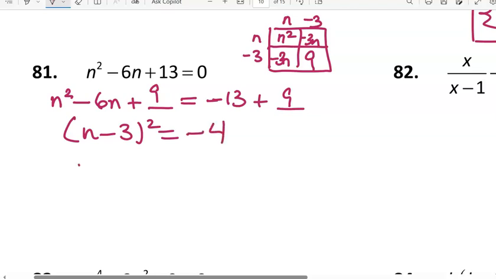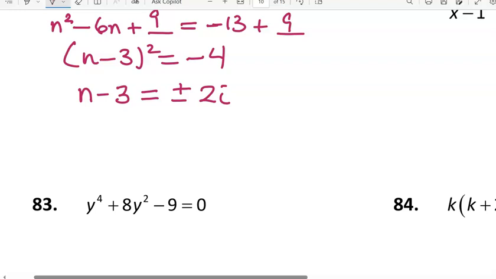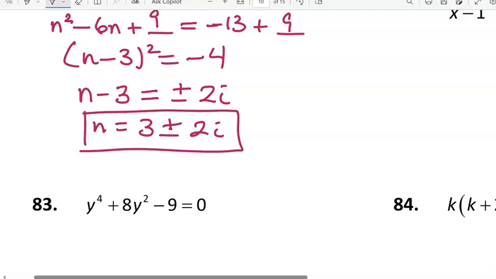And now if I take the square root on both sides, n minus 3 is either equal to the positive square root of -4 or the negative square root of -4. So square root of -4 is an imaginary number 2i. So n minus 3 is equal to plus or minus 2i. Adding 3 to both sides, n is 3 plus or minus 2i, which means we have two solutions. One is 3 plus 2i, and the other 3 minus 2i.